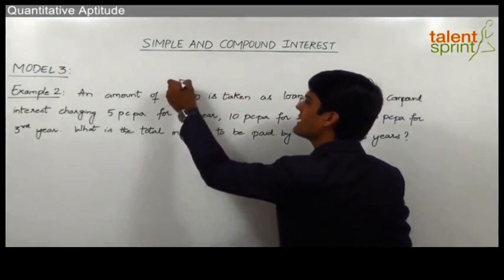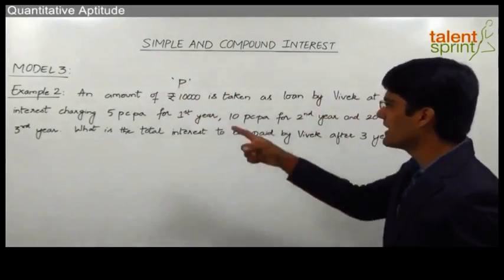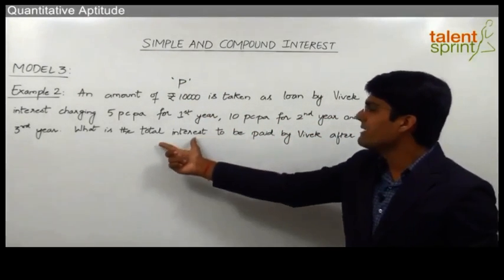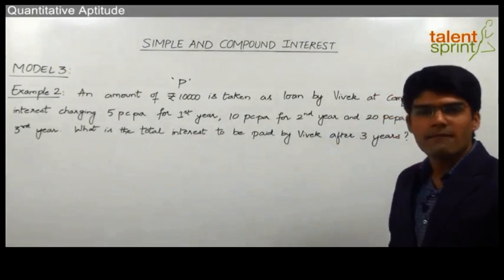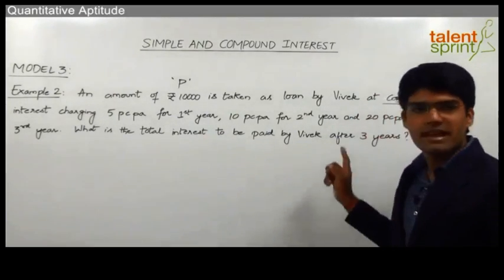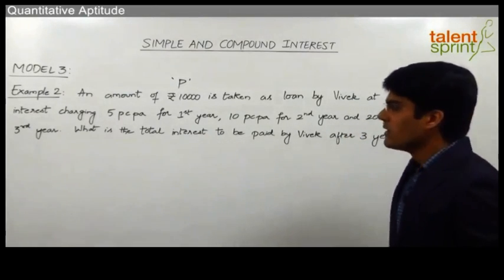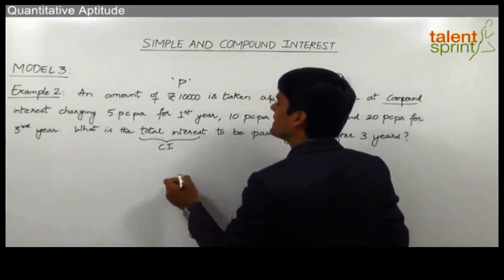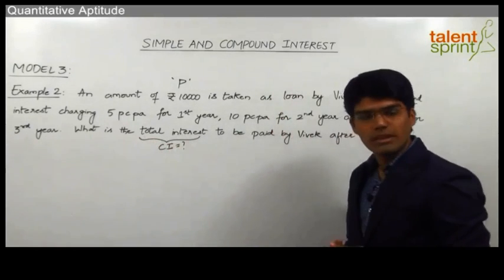So the principal is 10,000. On this principal, for the given rates of interest, we need to find out what is the total interest to be paid by Vivek after 3 years. And very clearly, this is a case of compound interest as specified in the question. So we need to find out what will be the total CI at the end of 3 years that needs to be paid by Vivek.